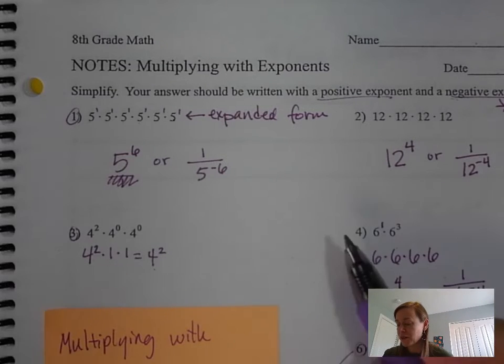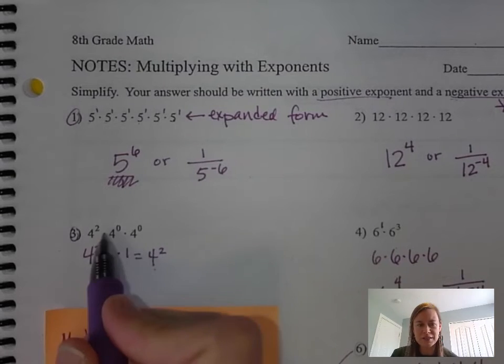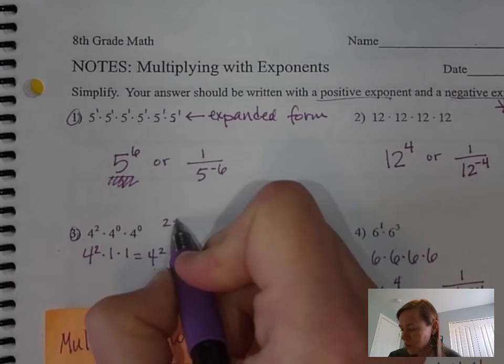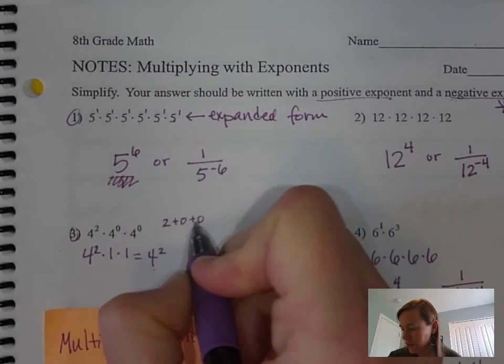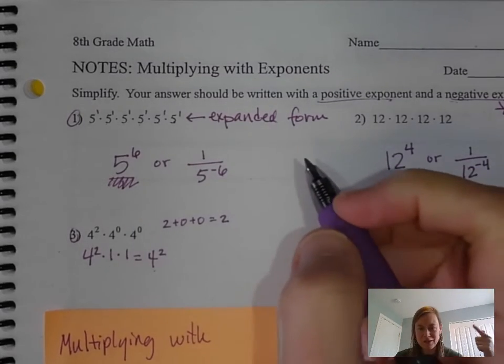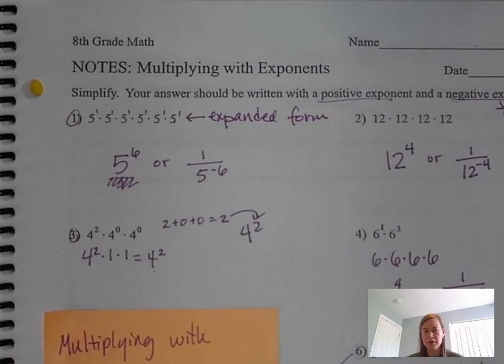That's great. Or you could look at it and say, hey, look, all these bases are the same. They're all 4s. I'm just going to add the exponents because I know when they're multiplied together, we just add the exponents. So you would have 2 plus 0 for the exponents. And that would give you a final exponent of 2. And then you're just going to put that exponent of 2 back onto the base of 4. You get 4 squared.